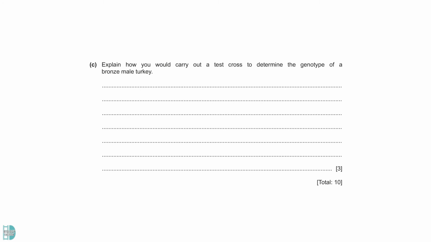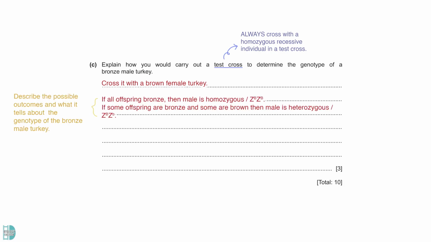C. Explain how you would carry out a test cross to determine the genotype of a bronze male turkey. In a test cross, we always cross the individual we want to find out with a homozygous recessive individual. Since female turkeys would only have one Z chromosome, we will use a recessive female for the test. Then, by using the outcome of the cross, we can tell the genotype of the bronze male turkey. In this kind of question, you must always state the outcome and describe what it indicates.